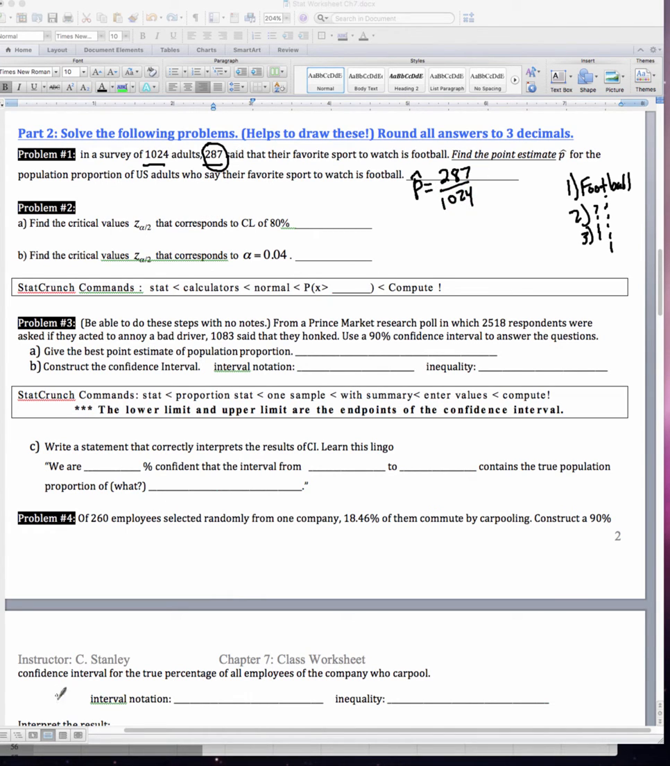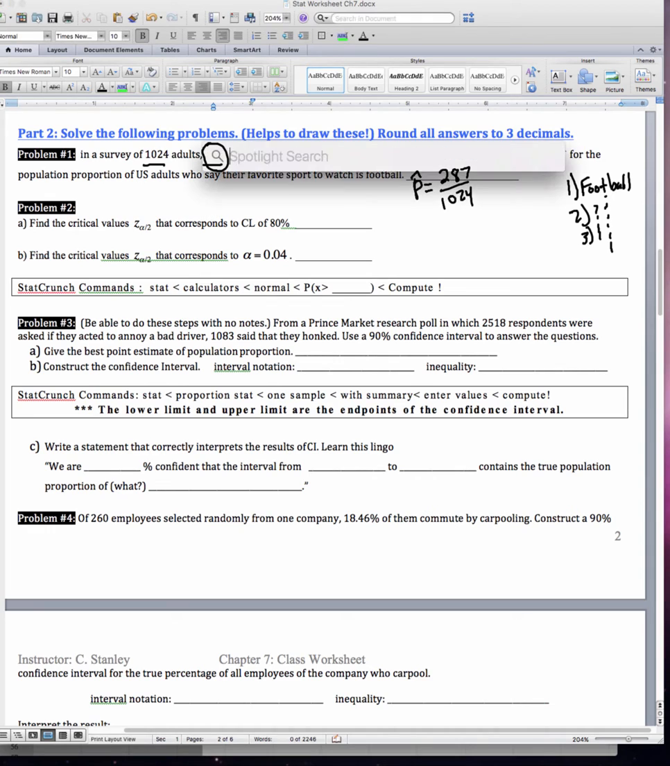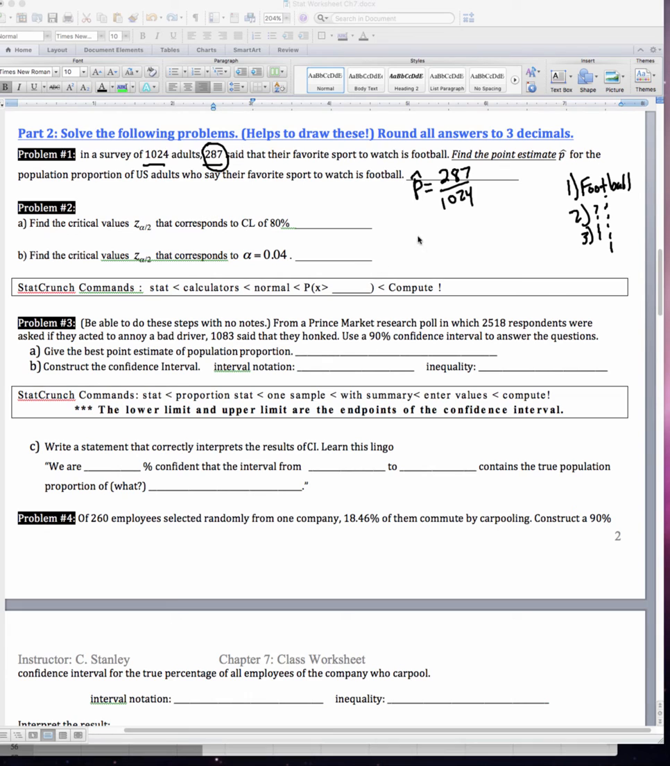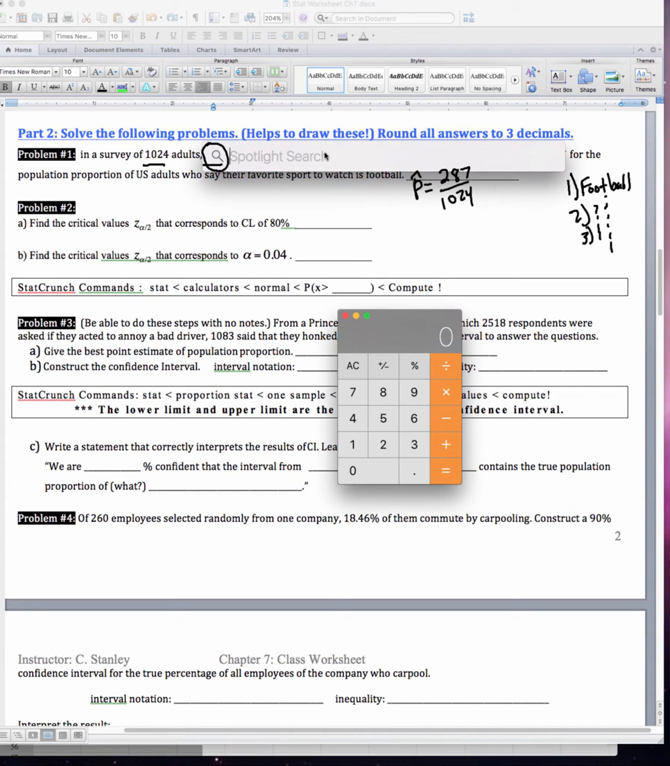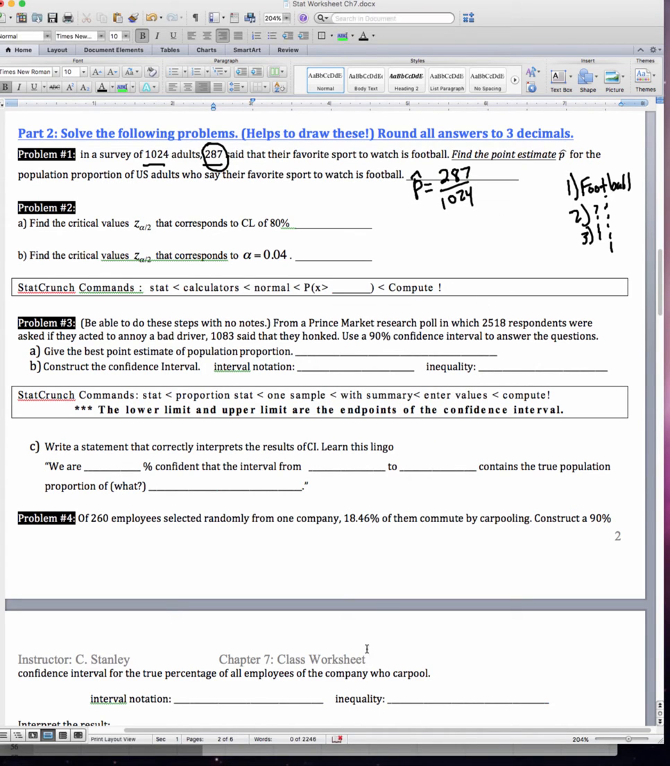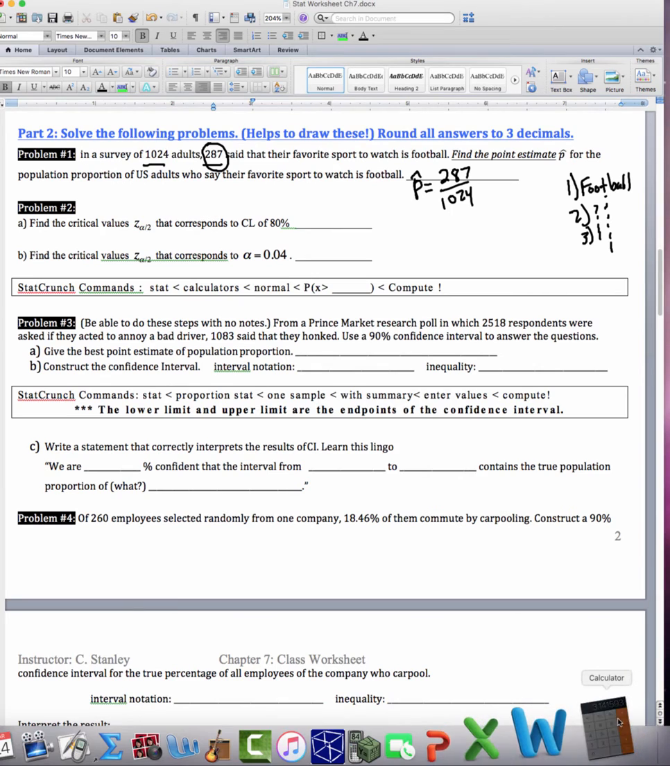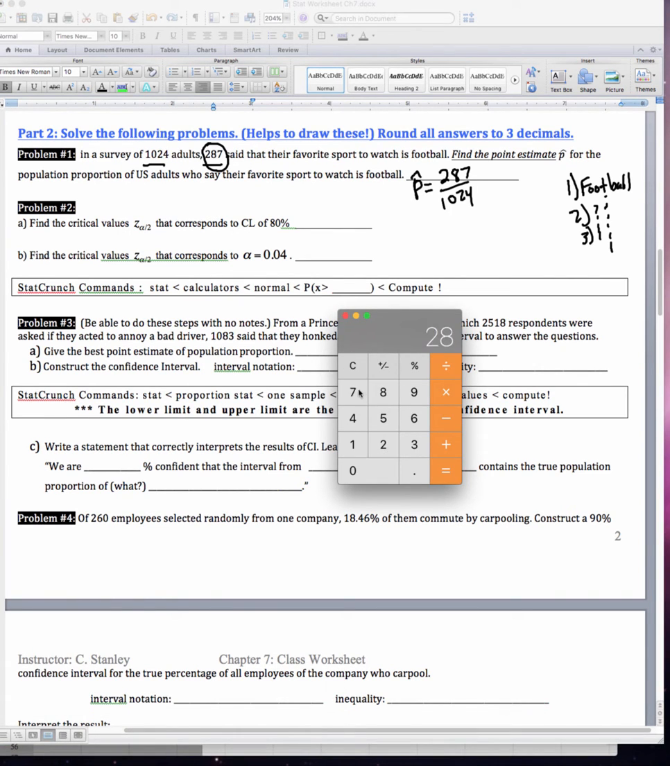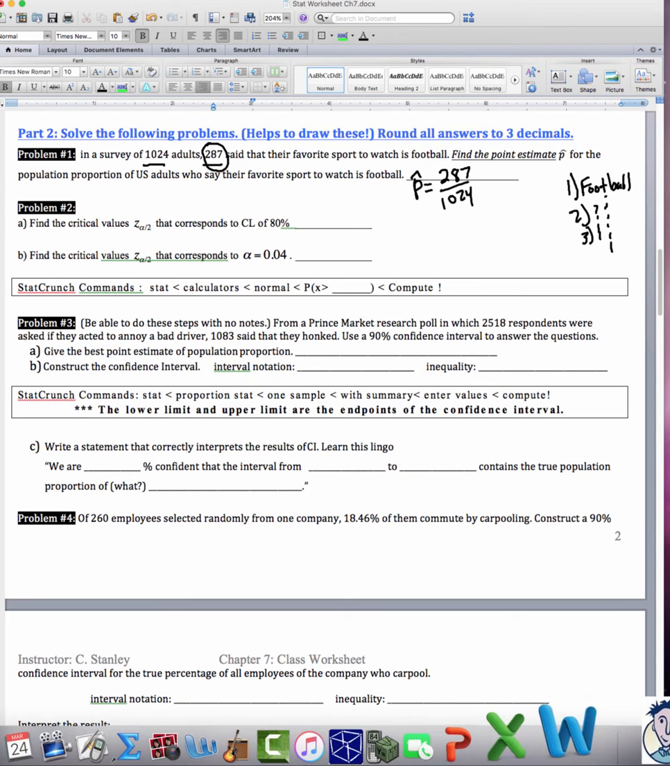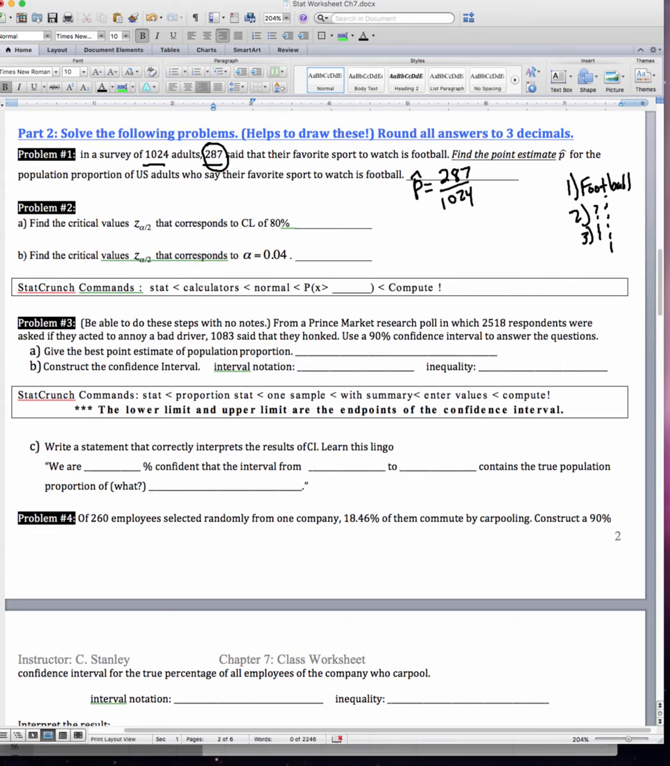So you chuck that into your calculator. So it's 287 divided by 1024. Oh, well, that wasn't right, but just put that in your calculator and you'll get it.